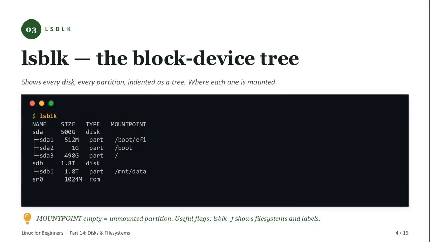And the easiest way to actually see that model on your own machine is lsblk, short for list block devices. It draws you a little tree. Here's sda, a 500 gig disk, split into three partitions: a small EFI boot partition, the boot partition, and the big root file system mounted at /. Below it, a second disk, sdb, holding a single 1.8 terabyte partition mounted at /mnt/data. If a mount point is blank, that partition exists but isn't currently in use. And if you add the -f flag, lsblk will also tell you which file system is on each one.